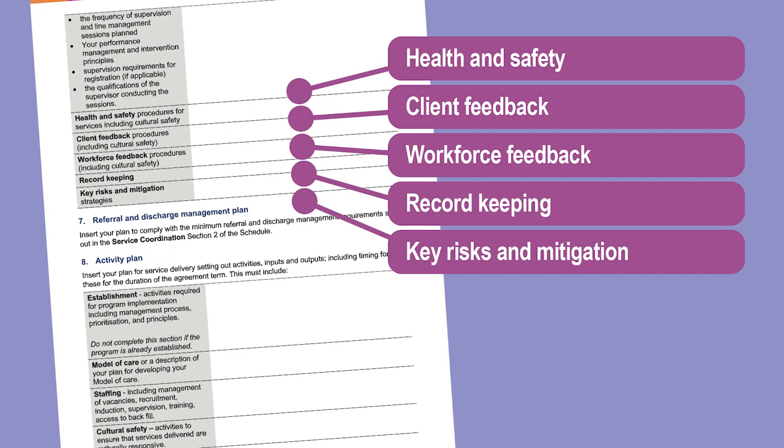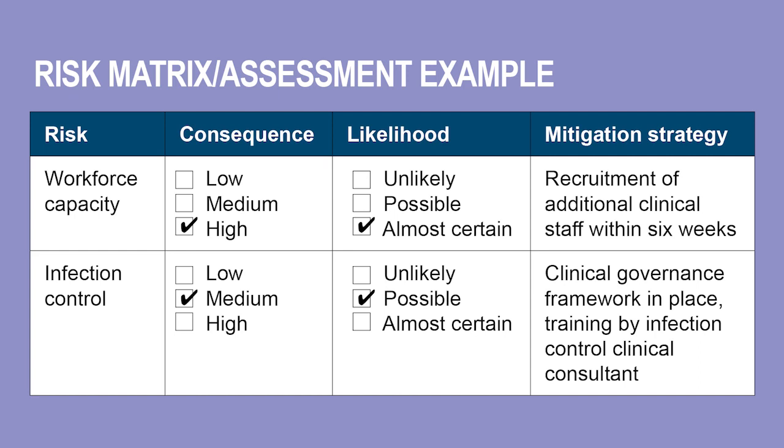In the Key Risks and Mitigation Strategies section, include a risk matrix, inclusive of the likelihood or possibility of the risk. For example, low, medium, or high, and mitigation strategies that will be implemented if the risk comes to fruition. The activity plan is where you step out your plan for service delivery.